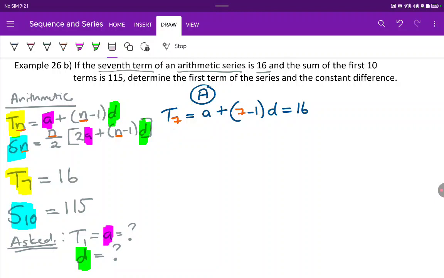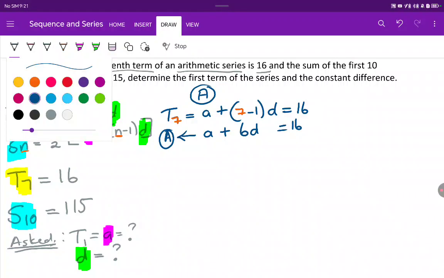So I'm going to leave the left, because I don't like two equal signs in one line, okay? So I'm going to say, okay, a plus 7 minus 1 is 6. 6d equals 16. Are you happy with that? And then we are going to name this. This is equation A.